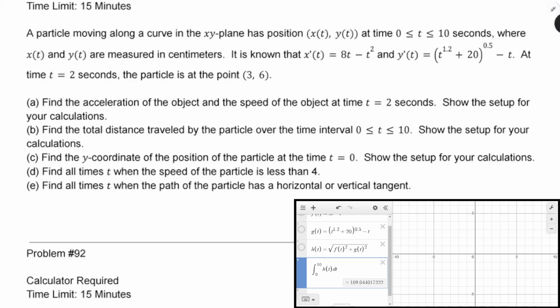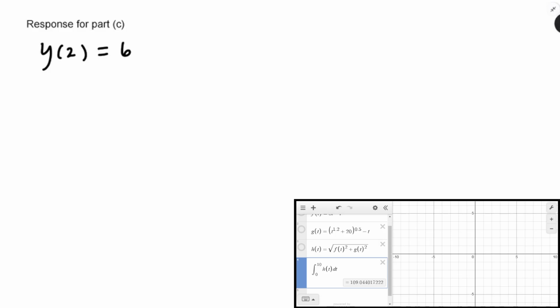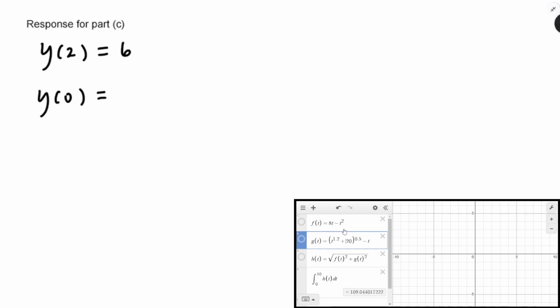Part C asks for the y-coordinate of the position at time t equals 0. So we'll need to remember the fact that the y-coordinate at time 2 was 6. And if we want to know y of 0, and we don't have the ability to anti-differentiate y prime, which we definitely don't, that kind of composition of function is not something we're going to be able to deal with.